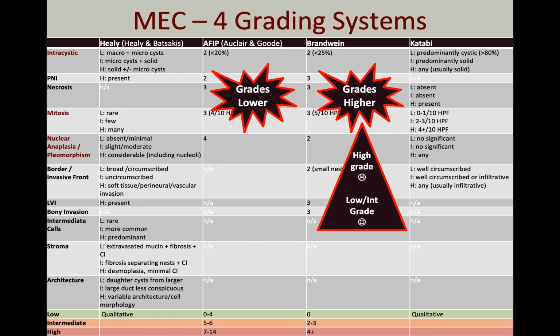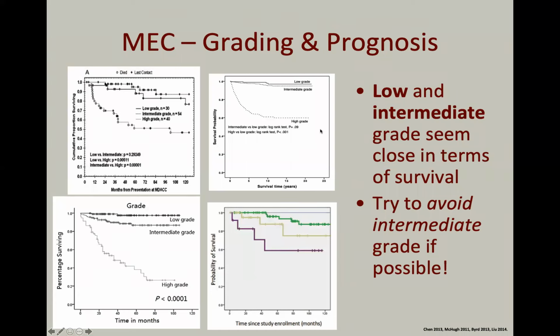What we also found, though, was that if you score somebody a Brandwein high grade, this is actually the best predictor of bad behavior. If you score someone a low or an intermediate grade on Brandwein, this is the best predictor of a biologically indolent tumor. You can see here various studies have shown low and intermediate grade to cluster more similarly, and high grade to cluster differently. Therefore, if we call something an intermediate grade, we try to suggest that biologic behavior is more akin to low, or just eliminate intermediate grade from our terminology and just call it low grade.